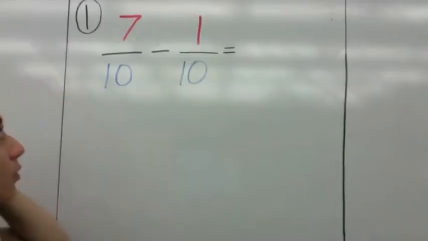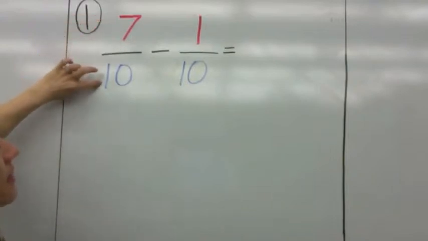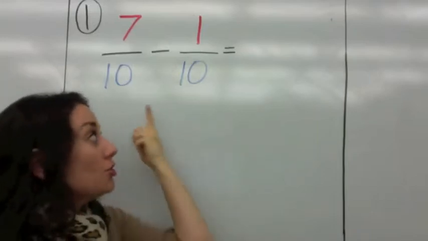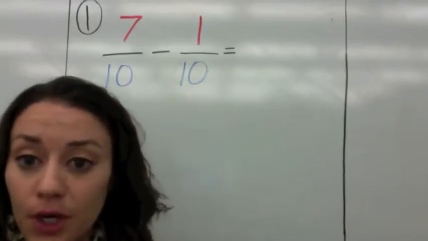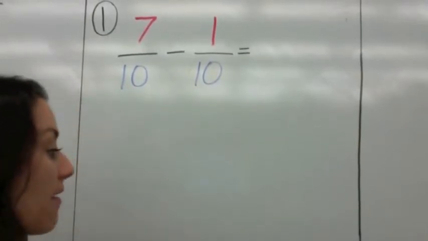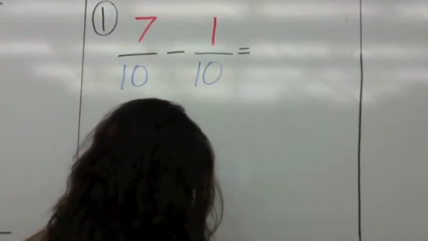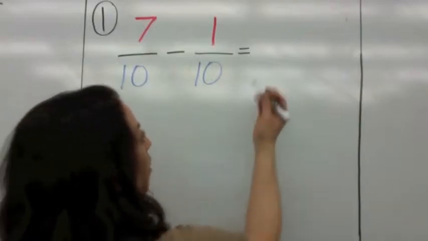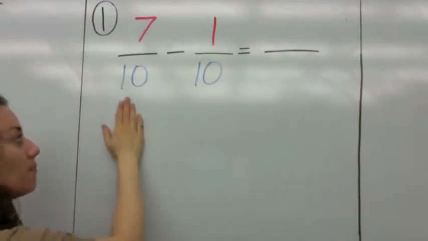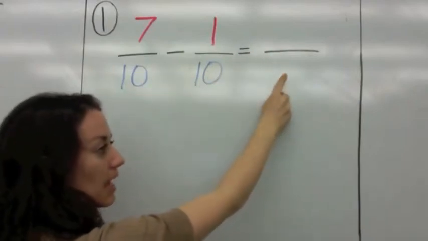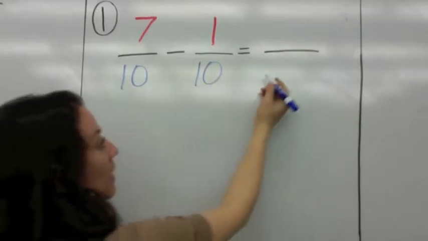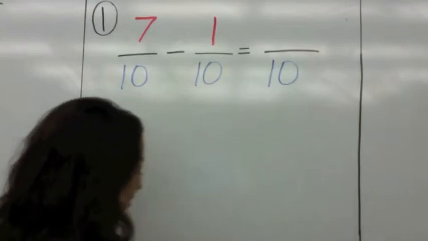Okay, so read the first example with me. It says 7/10 minus 1/10. So we're subtracting fractions. Do they have a common denominator? Look at the bottom number. Are they both 10? Yes. So if they have a common denominator, then subtracting fractions is very simple. First I want you to look at the bottom and say, same, same, same. Say it. Same, same, same. So if we're working with tenths, our answer should also be in tenths.